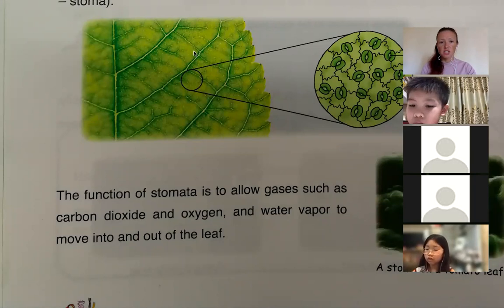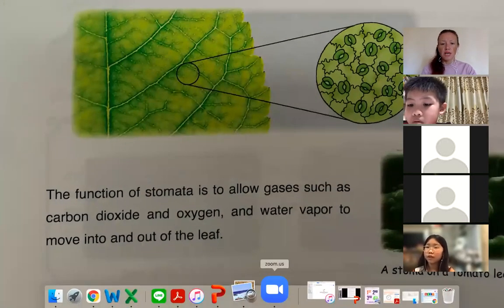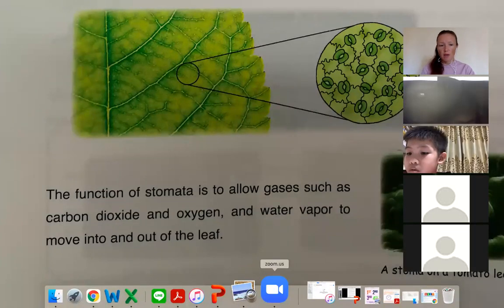Chayam, what is the function of stomata? Can you see my screen? Can you read? Yes. What is the function of stomata, Chayam? To allow gases such as carbon dioxide and oxygen and water vapor to move into and out of the leaf. That's right. So through the stomata, the leaf can breathe.